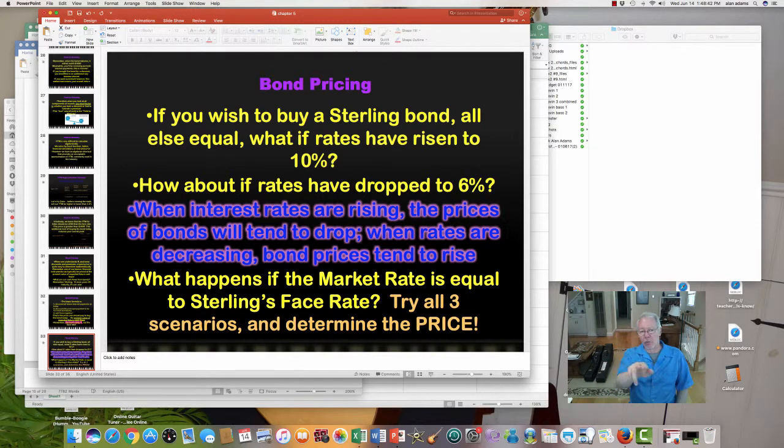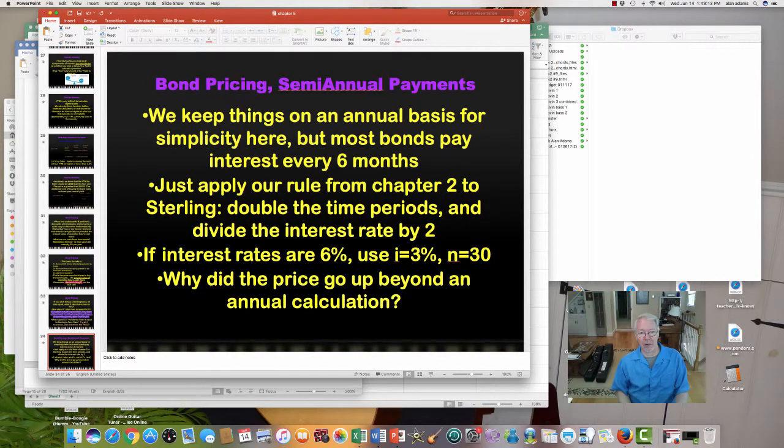Here's a general rule, friends, in blue. When interest rates are rising, prices of bonds will tend to drop. Why? Because you can take the same amount of money and go buy something better. Therefore, if you're going to buy a bond that's paying something less, the pot has to be sweetened with a discount. Therefore, bond prices drop. The inverse works as well. If rates are decreasing, you've got a bond that's worth more money. It's paying a better rate of interest, so it will trade at a premium. Its price will rise. That's our general rule right there.